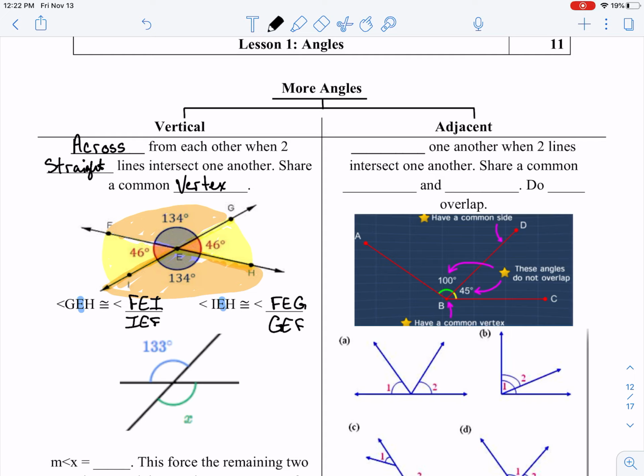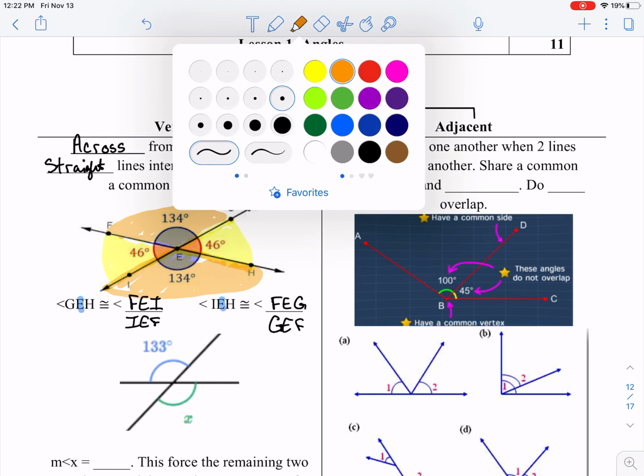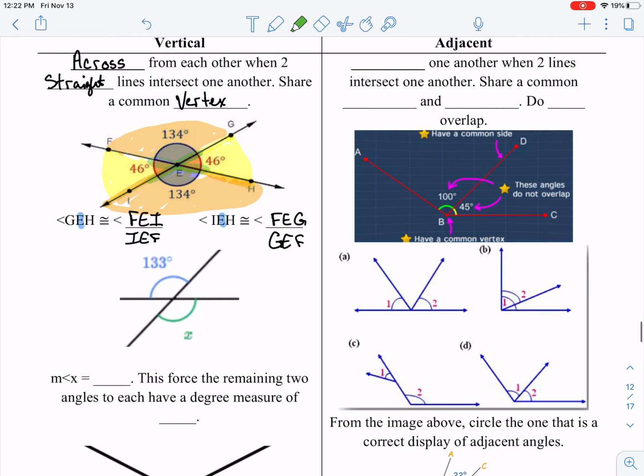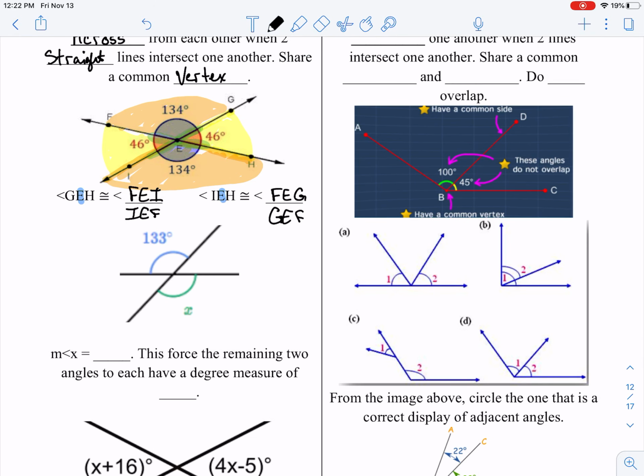Now, vertical angles make what I like to think of as a V as well. So here, this and this, right, they're across from each other. They make a V, and they're the same size. So the measurement of angle X is 133 degrees because it's across from 133 degrees.